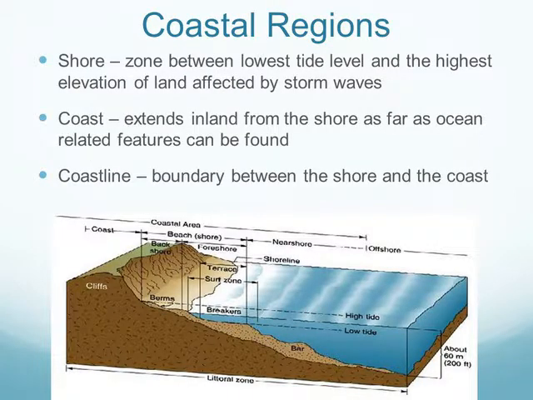So here are the three main regions within the coastal area. So you have your shore. Your shore is the zone between the lowest tide level, so basically your low tide, and the highest elevation of land affected by storm waves.